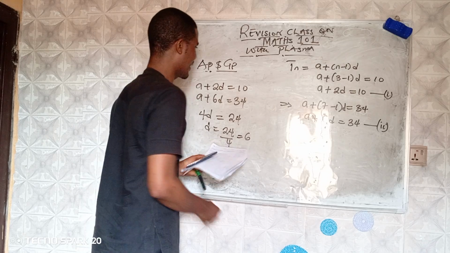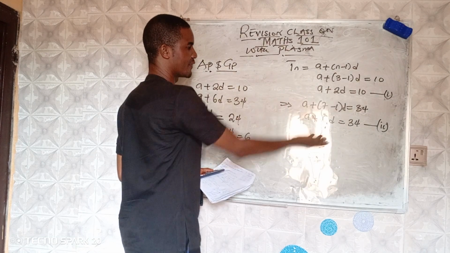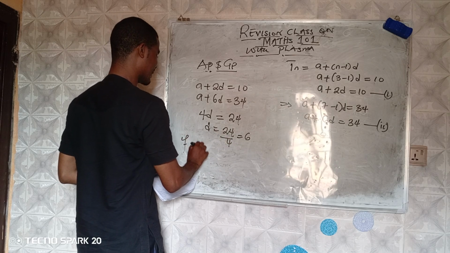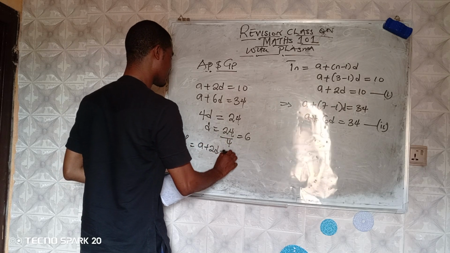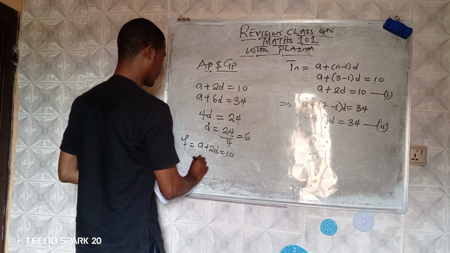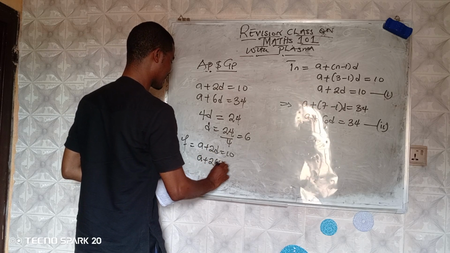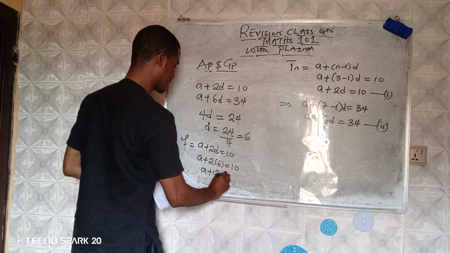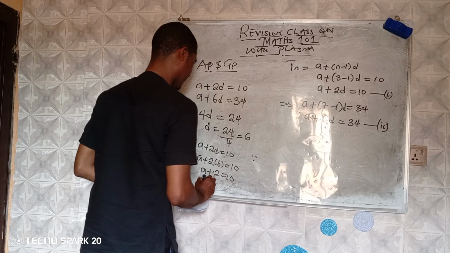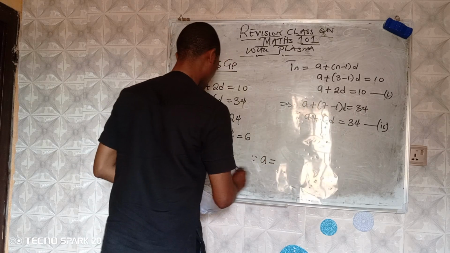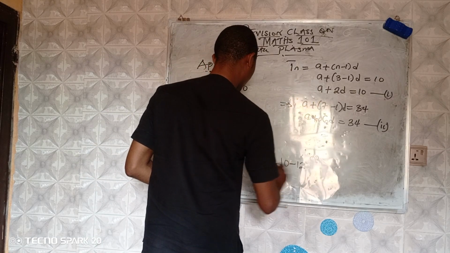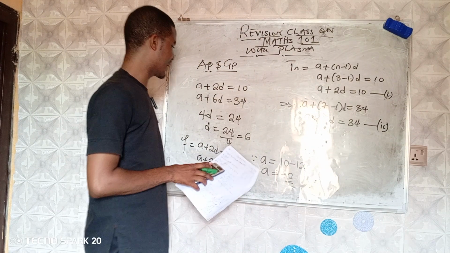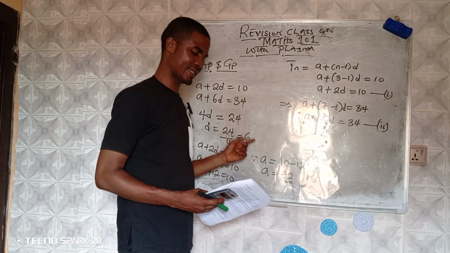Now, to get the value of my A, I can put the value of D into any of the equations. So let me put it into equation 1. If equation 1 is A plus 2D equals 10, but D is 6 now, A plus 2 times 6 is equal to 10. 2 times 6 is 12. A plus 12 is equal to 10. Therefore, A is equal to 10 minus 12. A becomes minus 2. So the value of A is minus 2, while the value of D is 6.